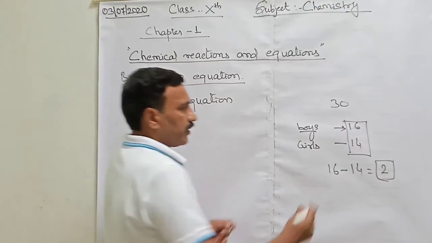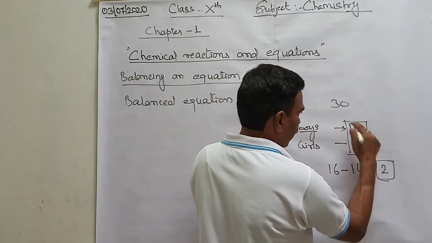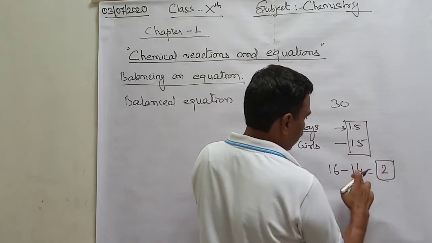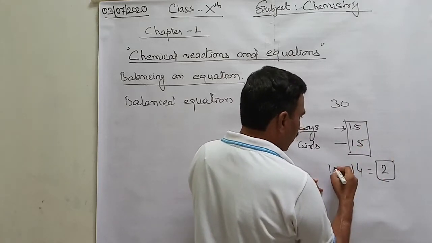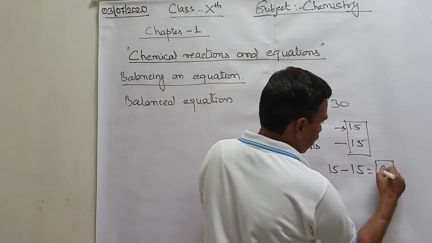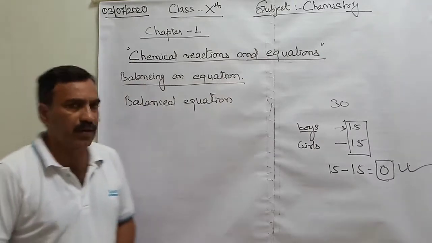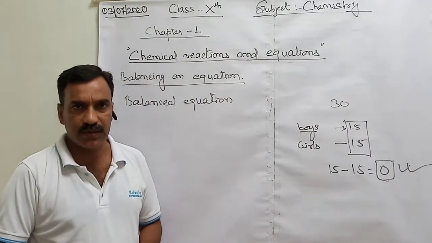If the number of boys and girls in your class was the same, the difference between the two would have been 0. Hence you can say this is a balanced class regarding the strength of boys and girls.